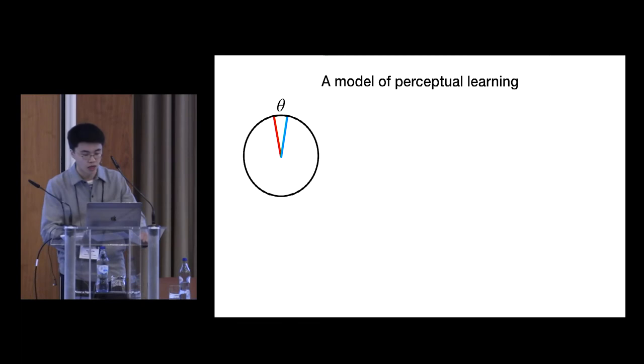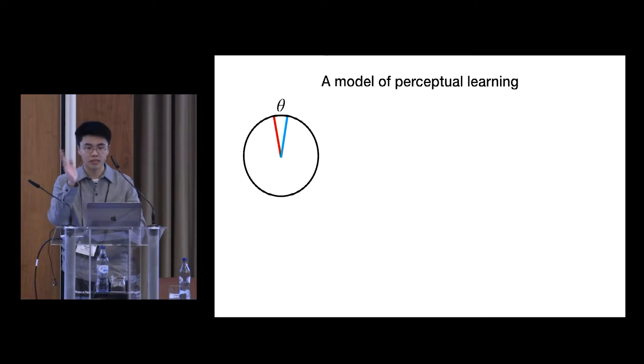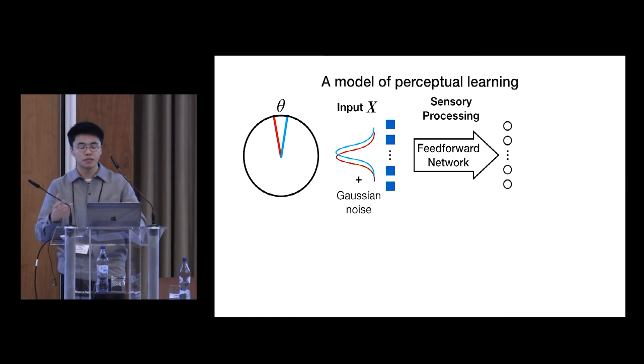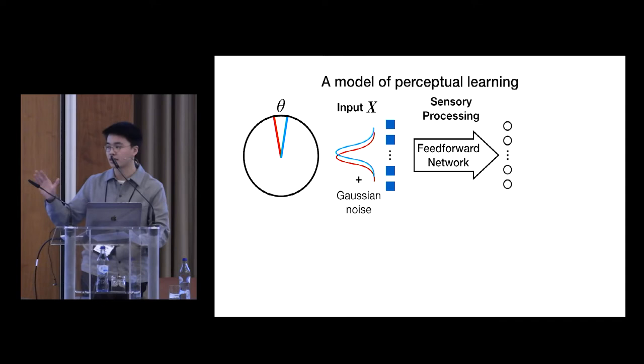Before getting to these questions, let me introduce the model that we'll be using. We're looking at this classic orientation discrimination task, where you're trying to tell apart two orientations that are really close to each other. We imagine we have neurons with preferred orientations so that their collective responses are bell-shaped bumps, and we assume they have Gaussian noise. Then there's some yet-to-be-specified feed-forward network that does some complicated processing for all the other tasks that your eyes or ears need to do. And finally, there's a task-specific readout at the end.